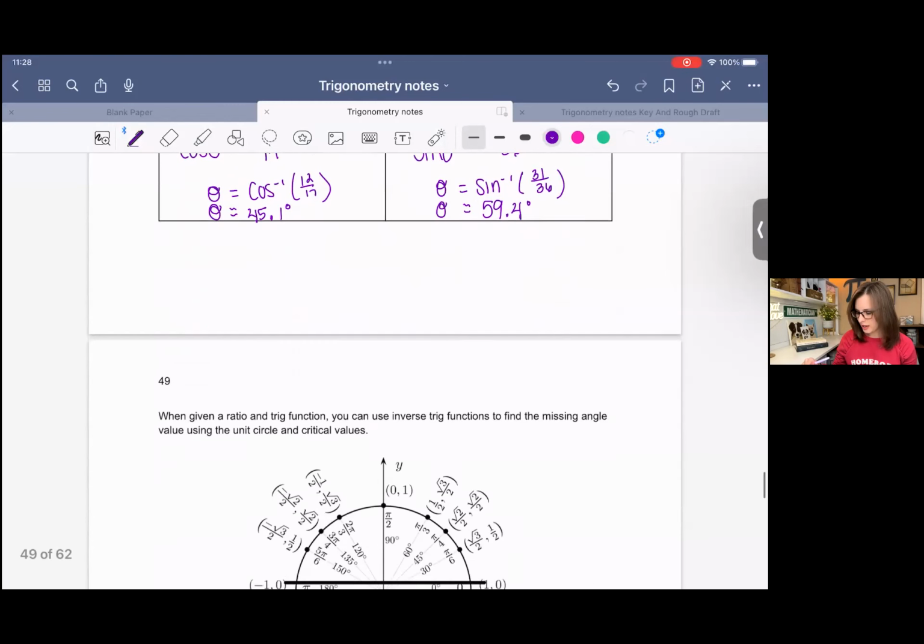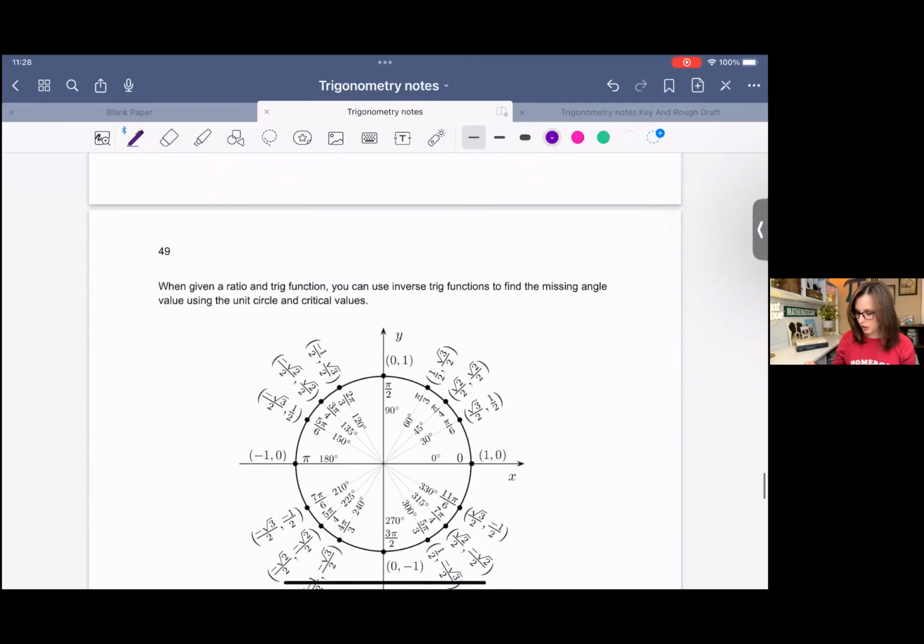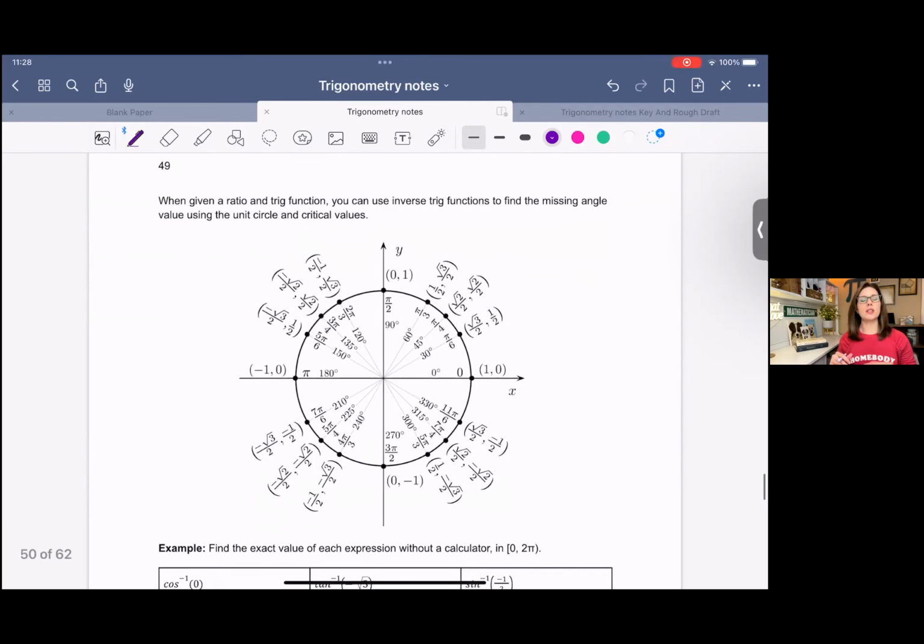Okay, so moving on to the next example, I have here our unit circle. This is something that you should definitely be familiar with, but if it's something you're not, then you might consider having it handy as you work throughout the course. But I went ahead and just put it here for quick, easy reference. When you're given a ratio and a trig function, you can use inverse trig functions to find the angle that you're looking for using the unit circle.